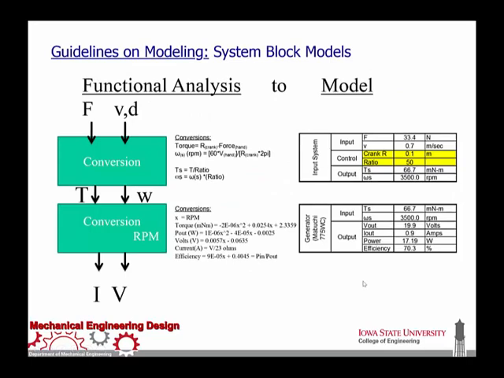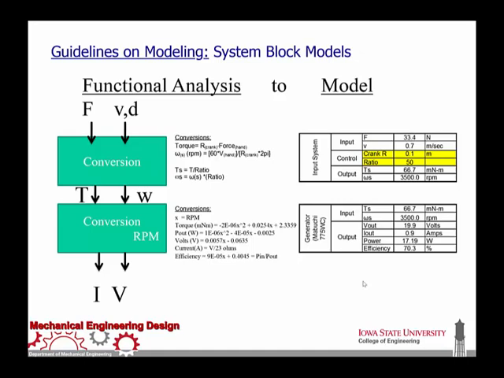So we take a look at a functional analysis, a function block diagram. We can see our first conversion is to take force and velocity and distance, and convert that into torque and rotational speed. We created some classic equations here. Torque, for instance, could be a crank arm with force applied at the end of it, which would create a rotational torque. And rotational speed would be taking the velocity of the hand motion and dividing that by the radius of the crank in order to get our rotational speed in RPM.